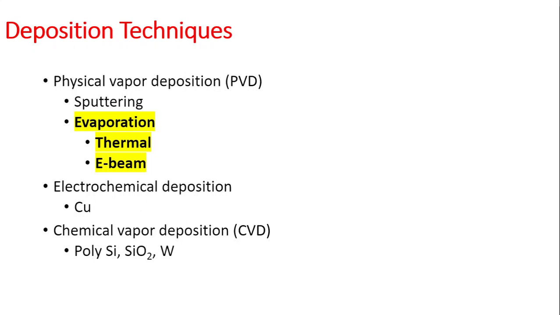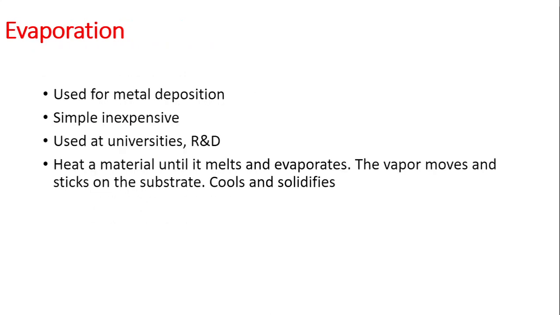techniques in this video. Electrochemical deposition is another technique that is commonly used for depositing materials like copper and also silver. Chemical vapor deposition is the third technique, which is used for materials like polycrystalline silicon, silicon oxide, tungsten, and other materials. So evaporation is commonly used for depositing metals, and this technique is relatively inexpensive, and that's why it's very popular at universities and small R&D centers.